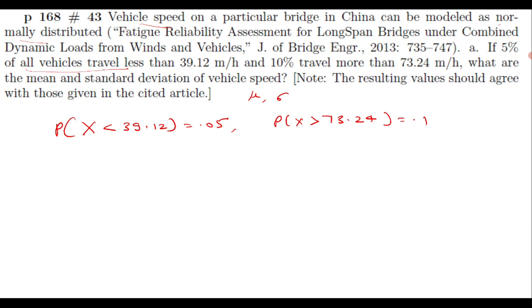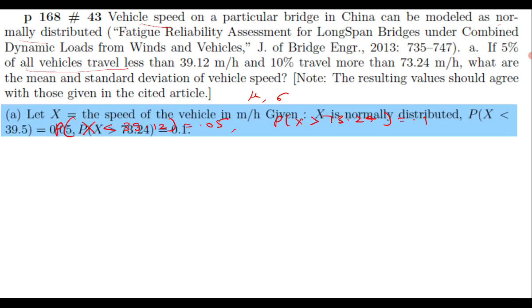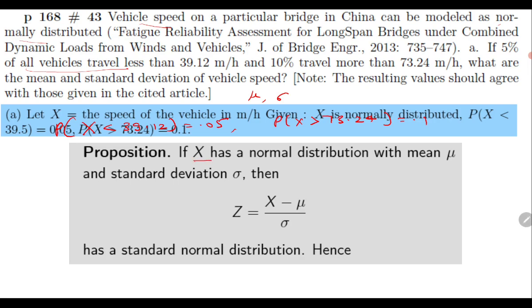Now if you want to compute mu and sigma, then you have to recall the concept of standard normal distribution. So we say that if x is normally distributed with mu and sigma, which need to be computed, then z, which is defined as x minus mu by sigma, has standard normal distribution. Now why do we need standard normal distribution? Because we have a table for standard normal distribution only. So let's transform the information which is given in terms of z.